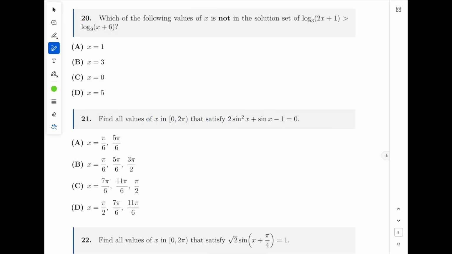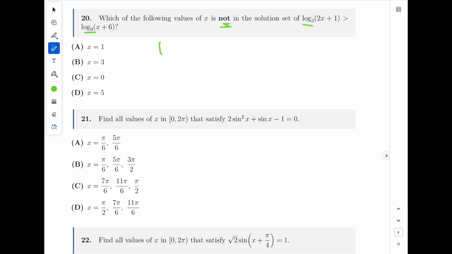Alright, question number 20, have a try. Which of the following values of x is not in the solution set of log base 3 of (2x plus 1) is greater than log base 9 of (x plus 6)? Now you notice different bases here, log 3 and log 9. So your first goal should ideally be using the change of base to get the same base.